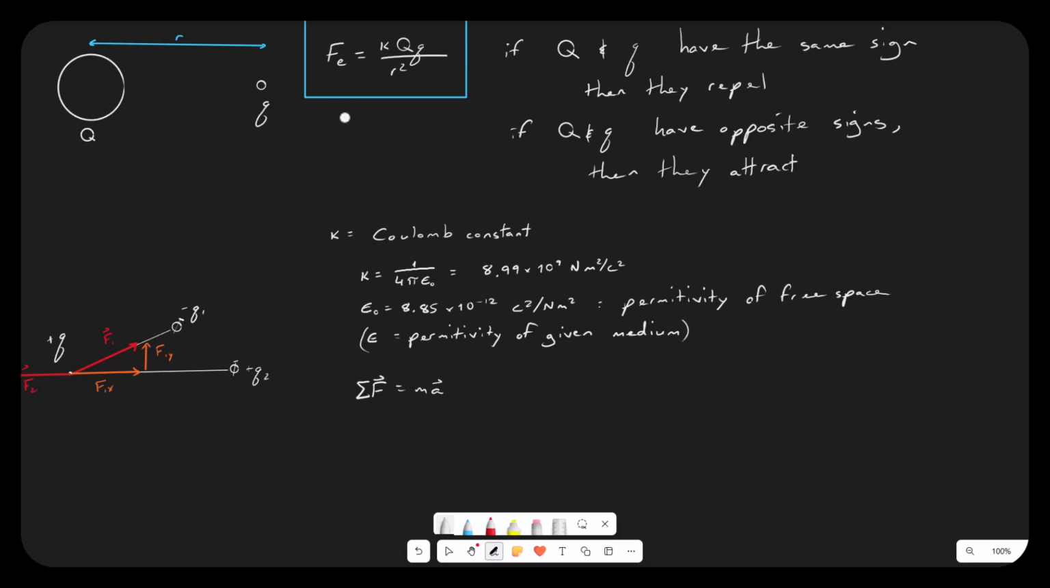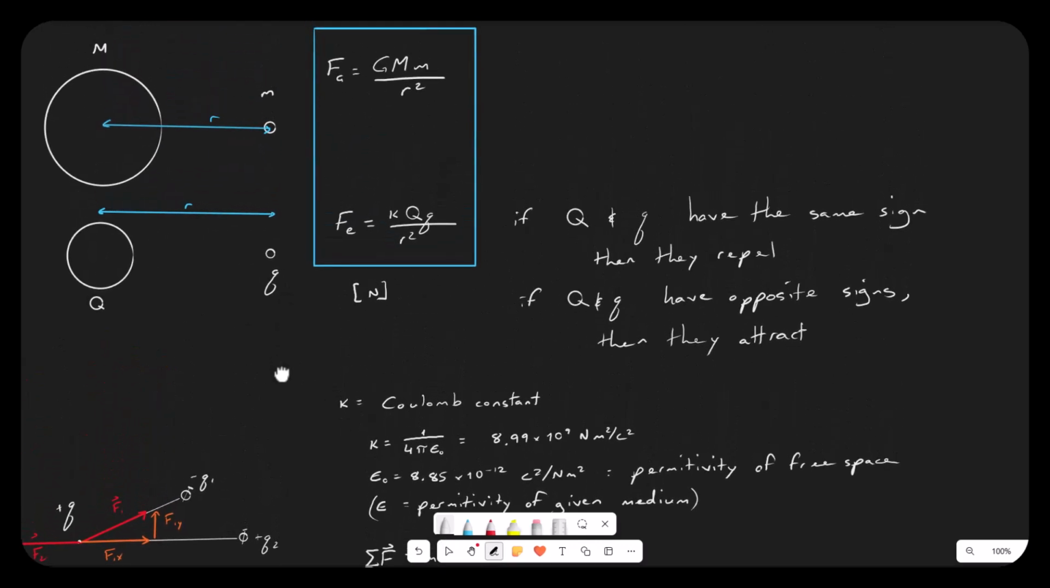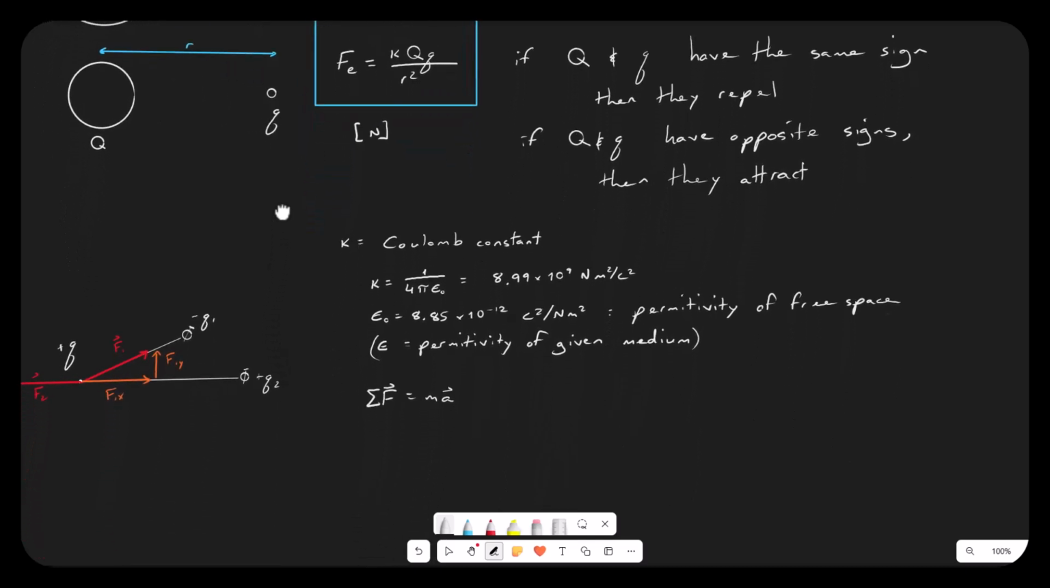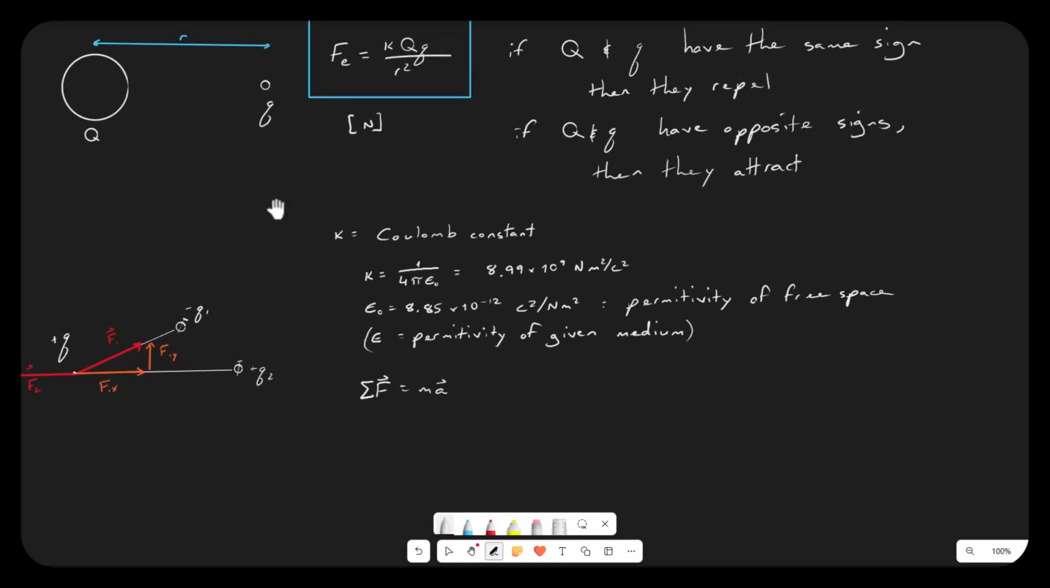So electrostatic force still has units of newtons, still behaves exactly like any other force that you've seen before. It behaves mathematically exactly like that gravitational force. So if you zoom out far enough and you're looking at solar systems, or you zoom in far enough and you're looking at atoms, you get forces that behave the same way, which is all kinds of interesting on its own.